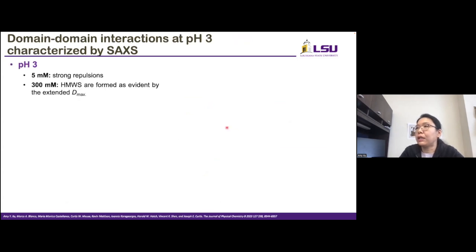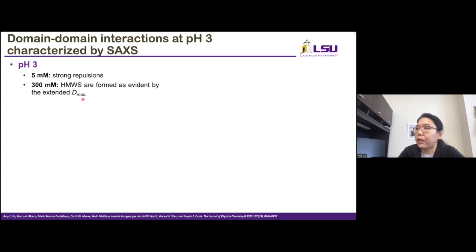So what we have learned so far is that at pH 3, at 5 millimolar salt conditions, the proteins are heavily charged, and they show strong repulsive protein-protein interactions. But at 300 millimolar ionic conditions, as you can probably remember from the previous P(r) distribution analysis, at as low as 2 milligrams per mL of the NISTmAb, there is an extended Dmax that we got from the P(r) distribution analysis, suggesting the formation of high molecular weight species.